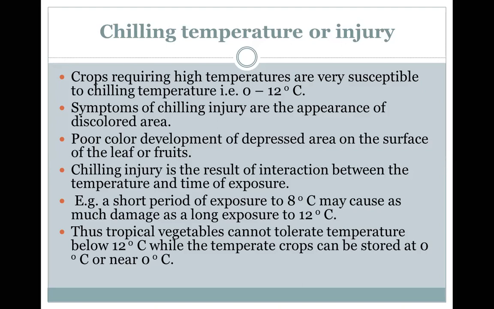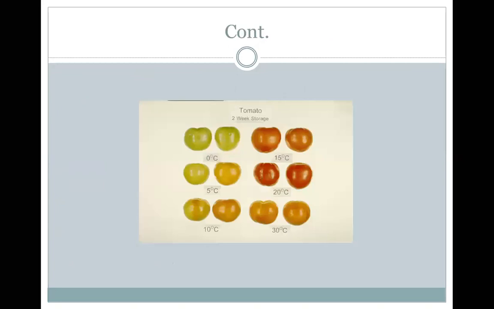Tropical vegetables cannot tolerate temperature below 12 degrees Celsius, while the temperate crops can be stored at 0 degree or near 0 degree Celsius, right? So the tropical vegetables like cucurbits, you can say, or brinjal, right? These crops cannot tolerate temperature below 12 degrees Celsius.